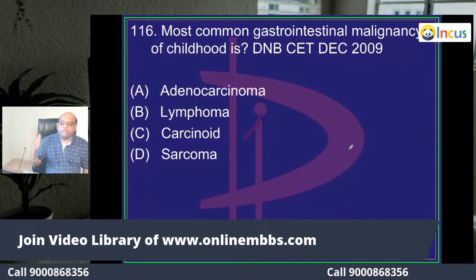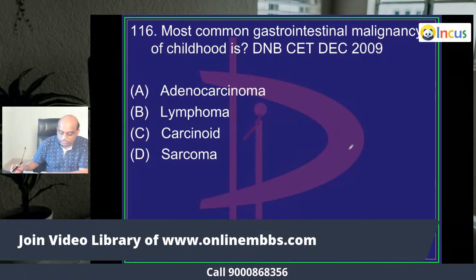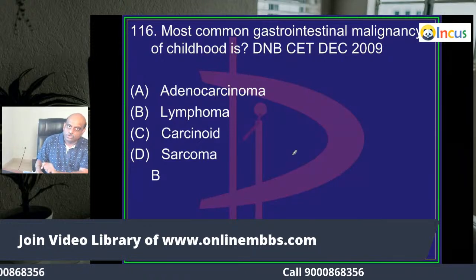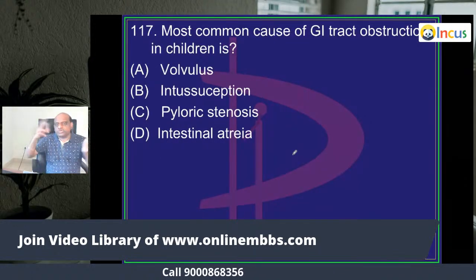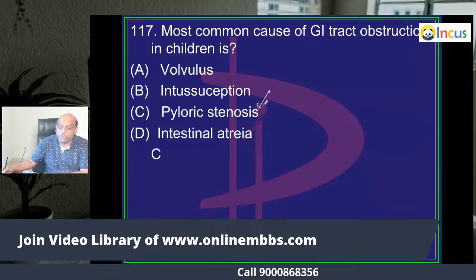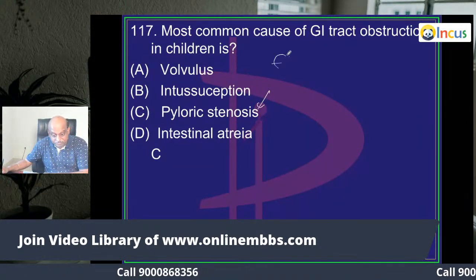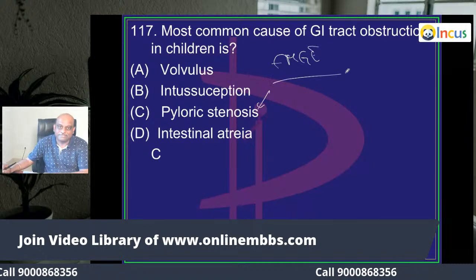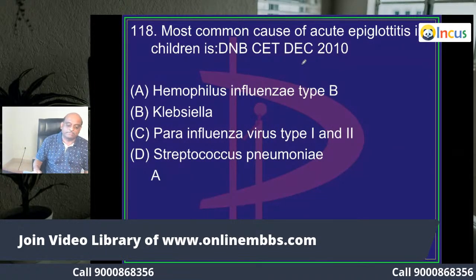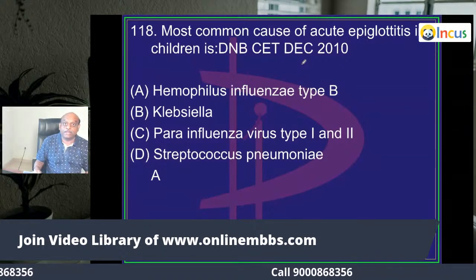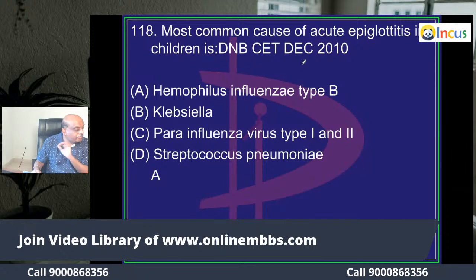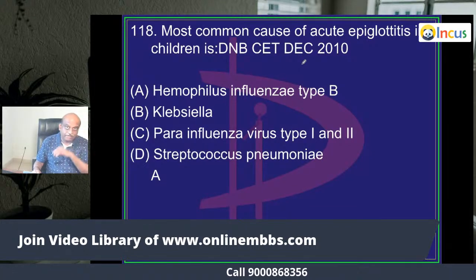So what is the most common GI malignancy of childhood? Non-Hodgkin's lymphoma. The most common cause of GI obstruction in children is pyloric stenosis. This is a FMGE question. The most common cause of acute epiglottitis in children. Acute epiglottitis is bacterial and it can lead to mortality if you don't intervene.